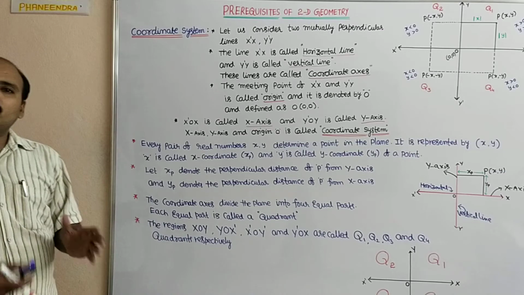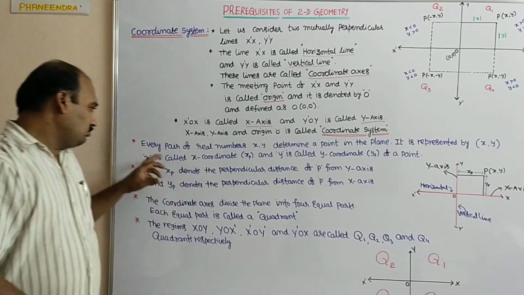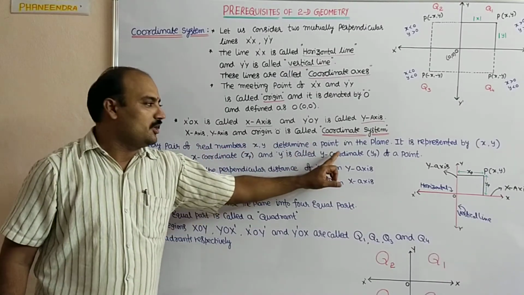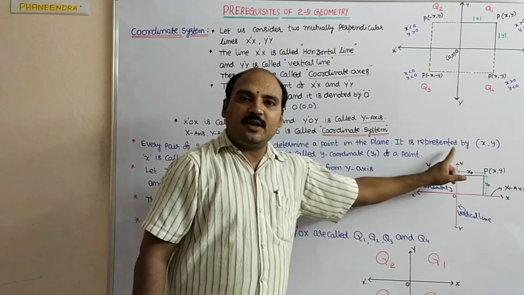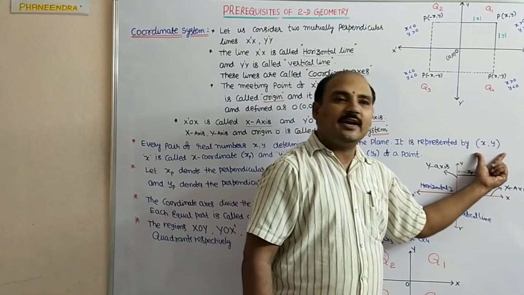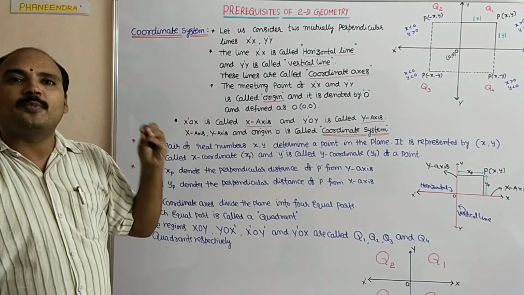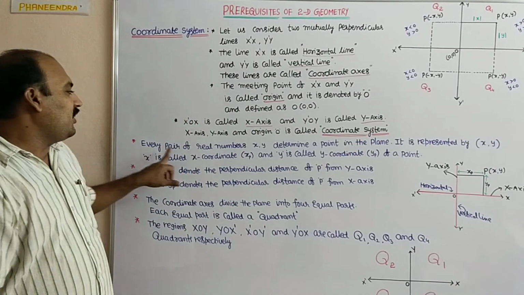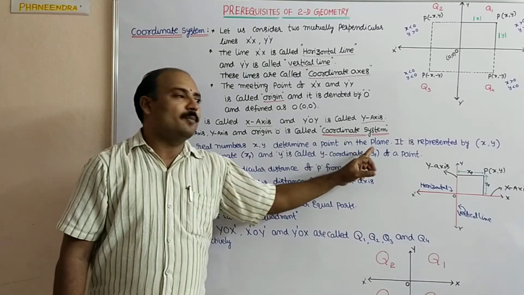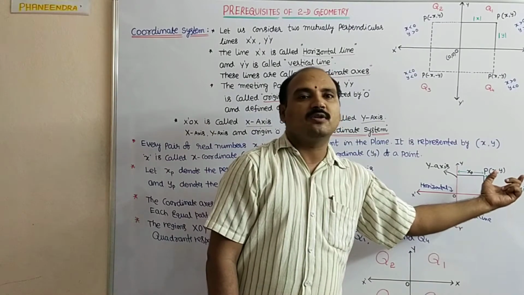Now let us move to the representation of a point in the plane. Every pair of real numbers x, y determines a point in the plane. It is represented by open parenthesis x, y closed parenthesis. This is the representation of a point in the plane.